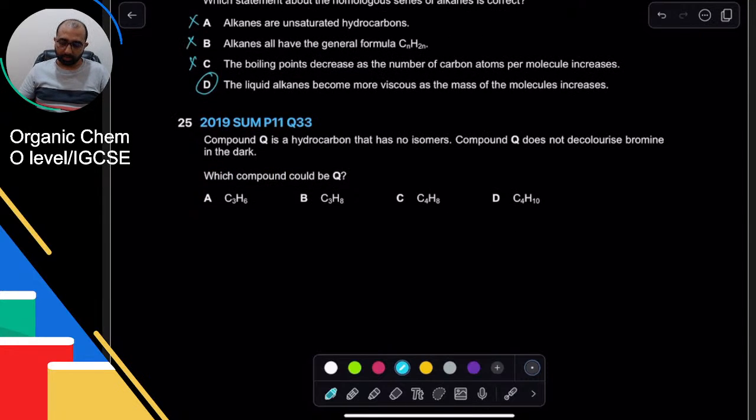Okay. Compound Q is a hydrocarbon that has no isomers. Compound Q does not decolorize. What does this mean? This means that it has no carbon-carbon double bonds. Okay? And it has no isomers, meaning it will be a small molecule. Which compound would be Q? Okay. So a small molecule, most likely with no carbon-carbon double bond.